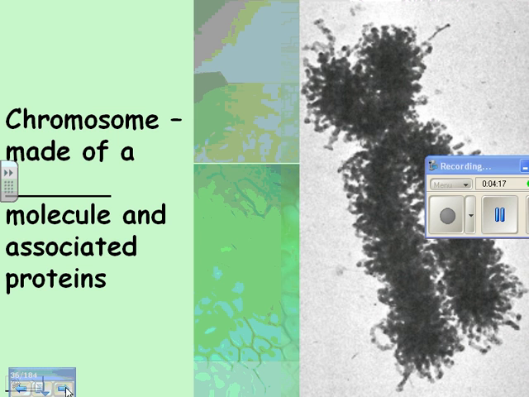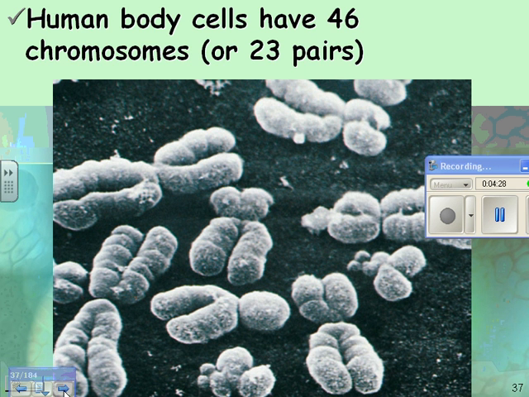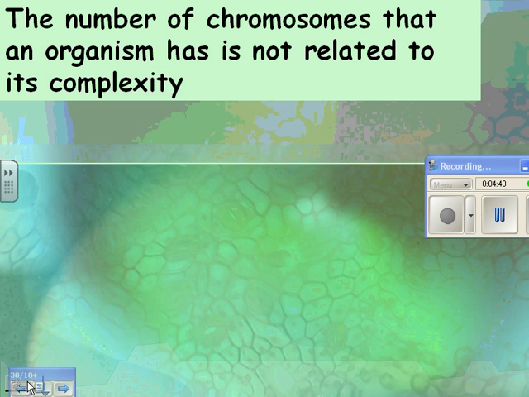A chromosome, I think we've defined this before. The chromosome is made out of a DNA molecule and its associated proteins. Remember, we called those proteins histone proteins. Human body cells have 46 chromosomes, and sometimes we talk about them as 23 pairs because you got 23 of them from mom and 23 of them from dad, and that equals 46. The number of chromosomes that an organism has is not related to its complexity.